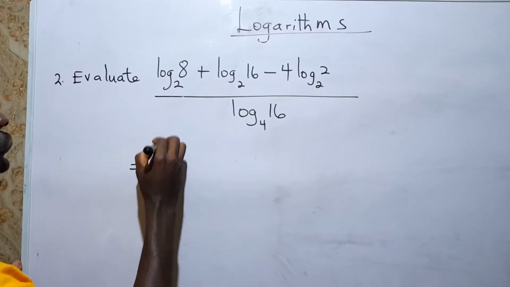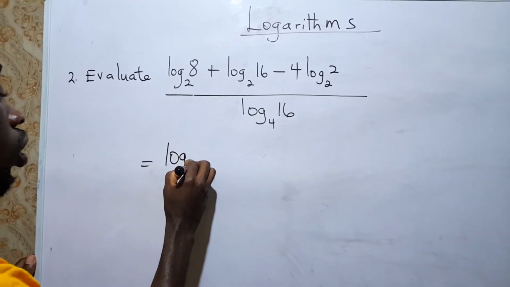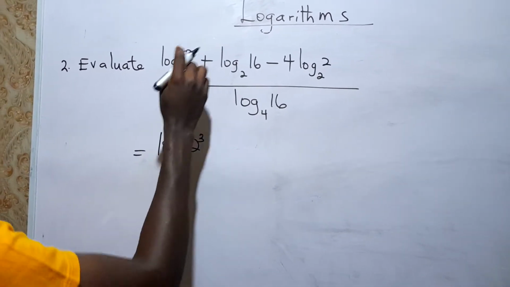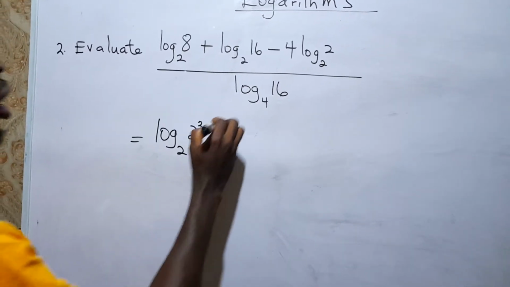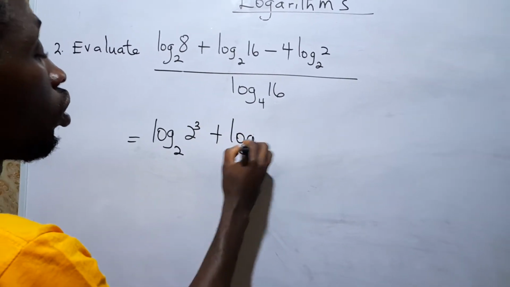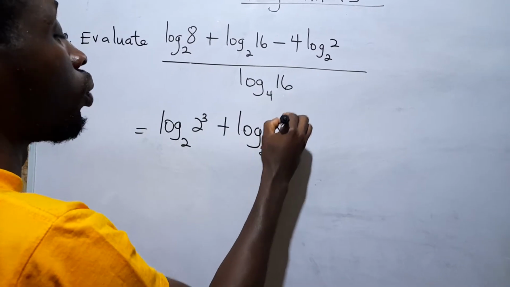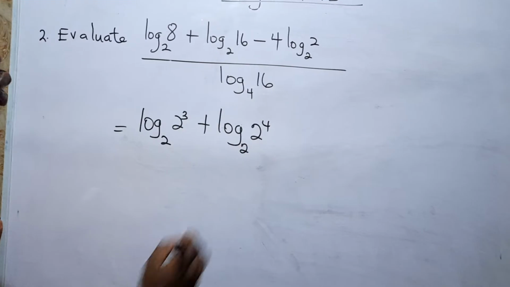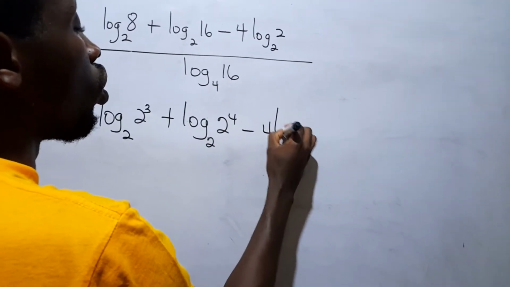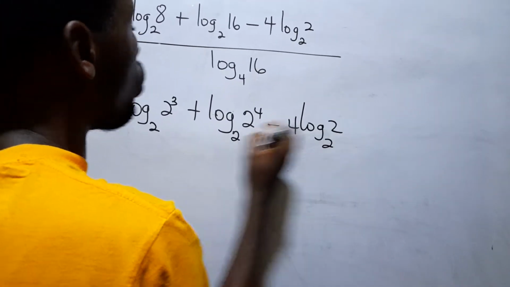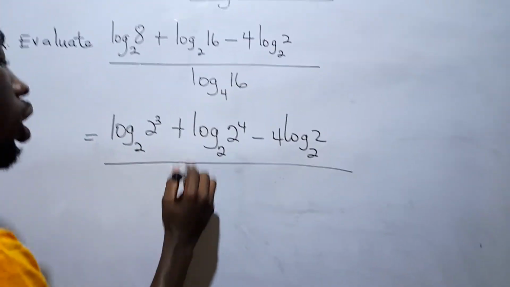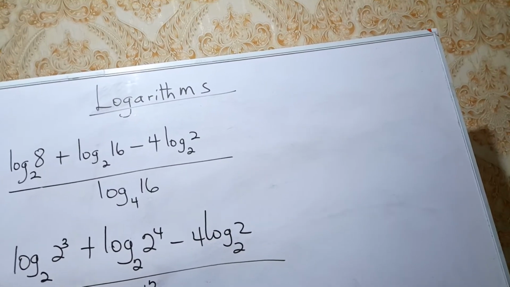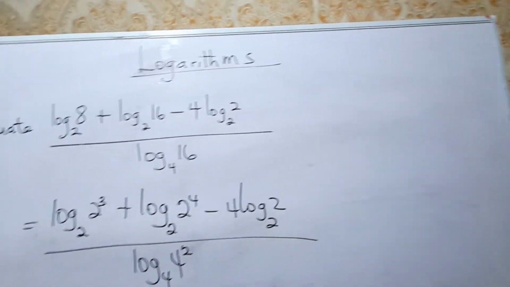So we say this will be log 2 exponent 3 base 2. See, 2 exponent 3 is 8, plus log 2 exponent 4 base 2, 16 is 2 exponent 4, minus 4 log 2 base 2, all over this will be log 4 exponent 2 base 4. 4 exponent 2 is 16.